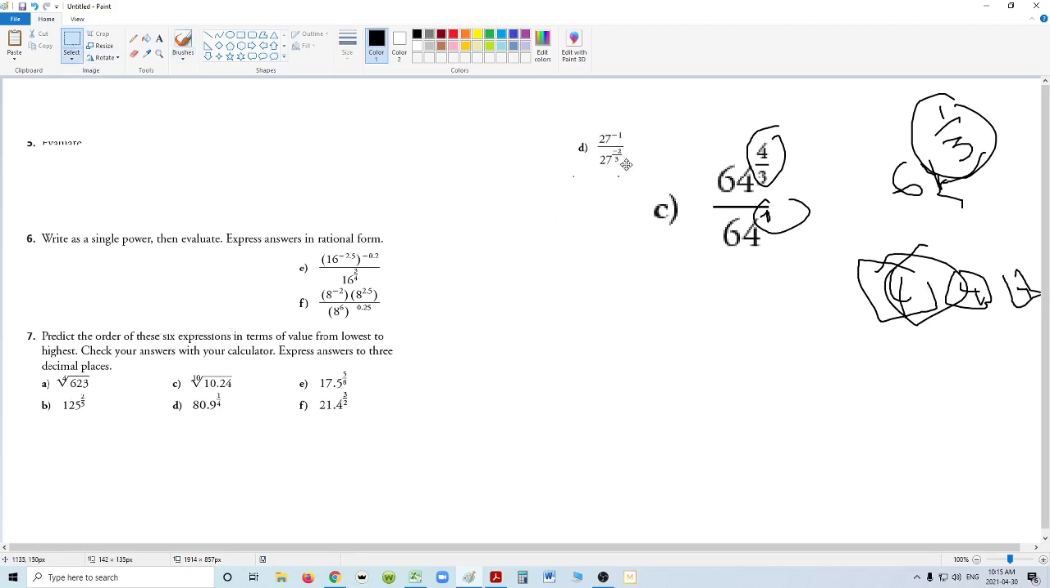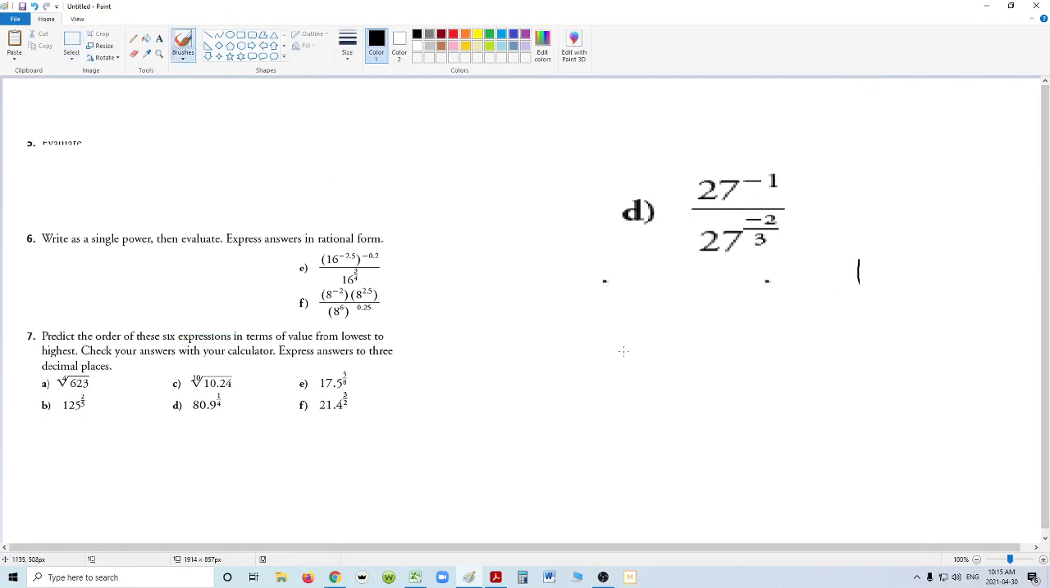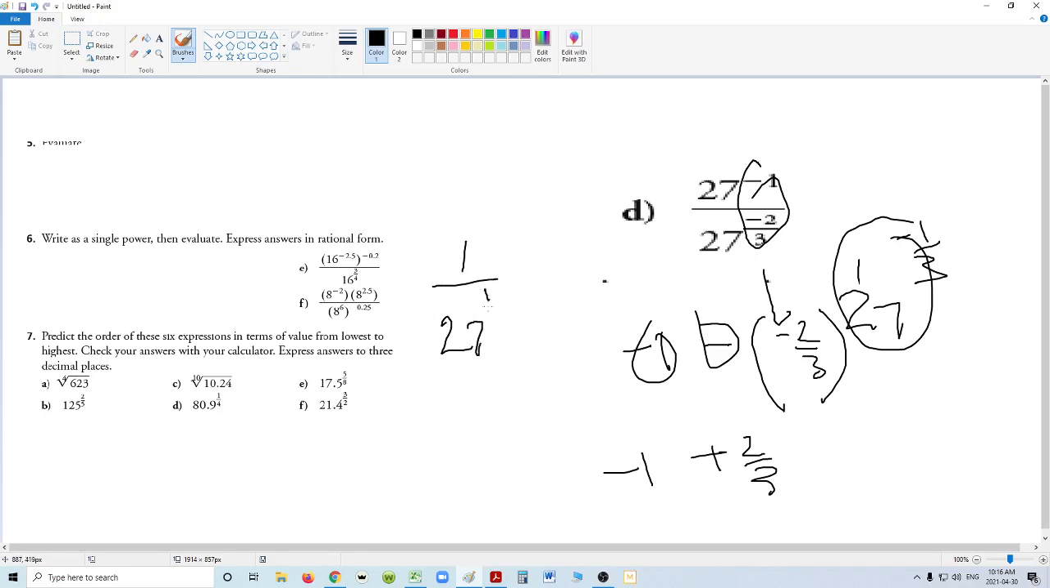Here you just have to get comfortable with subtracting negatives. So they have the same base, so I can take minus 1. And here's the trick. I have to subtract and then minus 2/3. So this becomes a positive. Why? Because the rule for this is I have to subtract their exponents. You have to preserve this negative here because it's part of the exponent. So because minus 1 plus 2/3 becomes negative 1/3, I get 27 to the negative 1/3, which is the same as 1 over 27 to the 1/3, which is the same as 1 over 3.